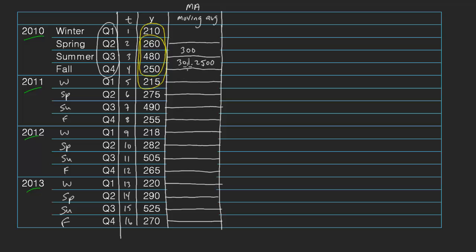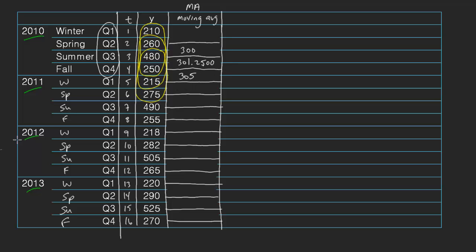Okay, so I've got my first and my second value here, but I can keep stepping down one at a time. So for example, now I'm no longer going to include the 260, I'm going to move down and start with the 480, and I'll include 4 values, always 4 at a time. So 480, 250, 215, 275. That'll give me my third moving average. So my third moving average is 305.000. So I'm just going to leave that out.